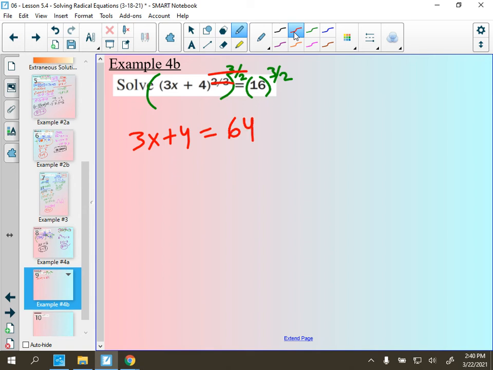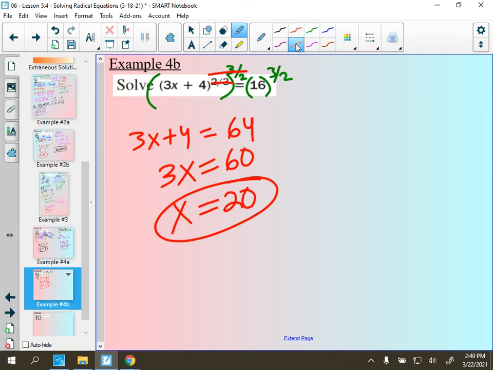And then we end up with a fairly nice finish. We'll subtract 4 from both sides. We'll divide both sides by 3 to get x equals 20. Hopefully, quick check here. 20 times 3 is 60, plus 4 is 64 to the 2/3 power. Hopefully is 16. The cube root of 64 is 4. 4 squared is 16. Yep, I like our answer. I think we're okay. Awesome. X equals 20.